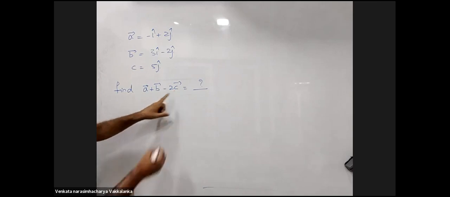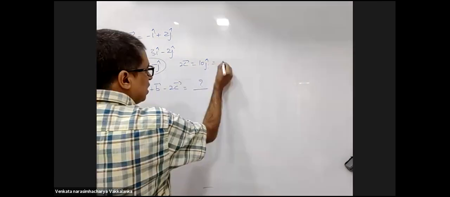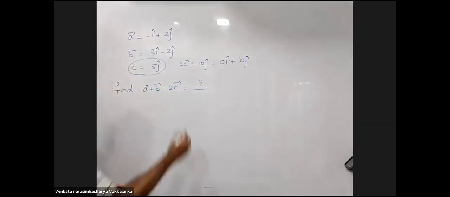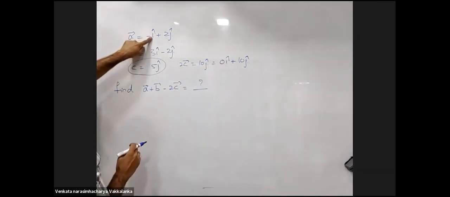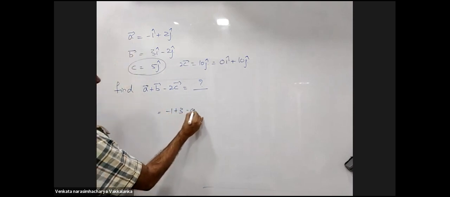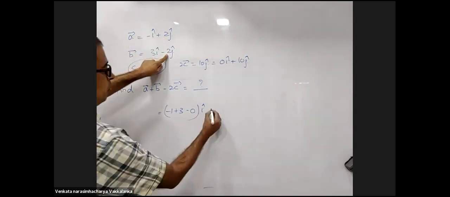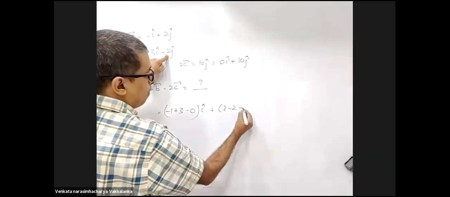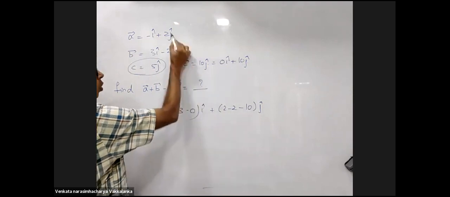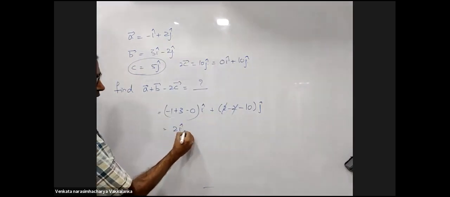A plus B minus 2C. This is C. And this we will write as 0 i cap plus 10 j cap. In i cap there is nothing, that means it should be 0 i cap. Now A plus B minus 2C: A is minus 1, so it is minus 1 plus 3 minus 0 i cap. Then 2 minus 2C, minus 2C is 10 j cap. This plus this minus, all coefficients of j. 3 minus 1 is 2 i cap.